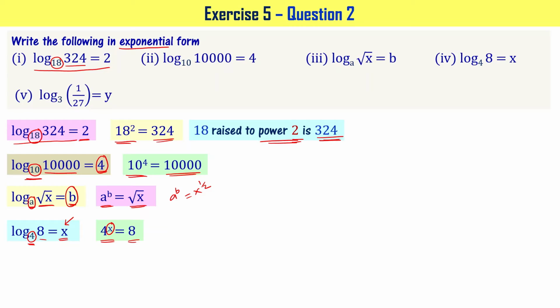Let's look at the last part of the problem, that is log of 1 by 27 to the base 3 equal to y, right? The base is number 3 and the exponent is going to be y when you express this particular equation in the exponential form, right? It means 3 power y equal to 1 by 27. Got it?